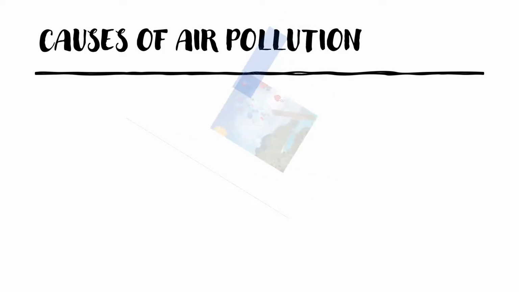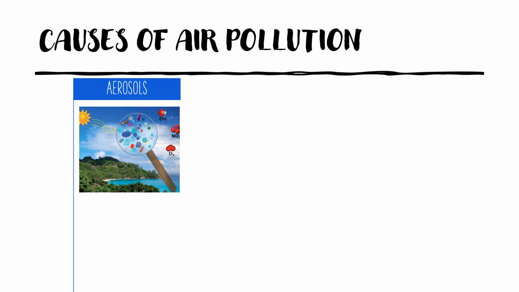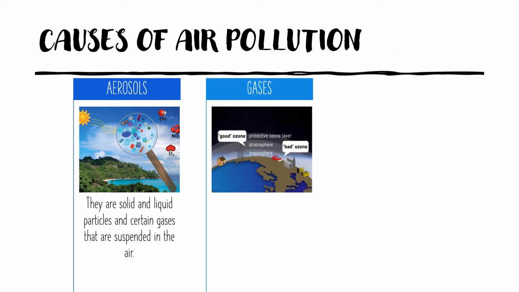Causes of air pollution. Some of the causes are aerosols. They are solid and liquid particles and certain gases that are suspended in the air. Gases. In this case, we're going to mention that in most cities, a gas called ozone is a major cause of air pollution. So we have to remember that there is bad ozone and good ozone. The bad one is the one that is very low and it's affecting our health.